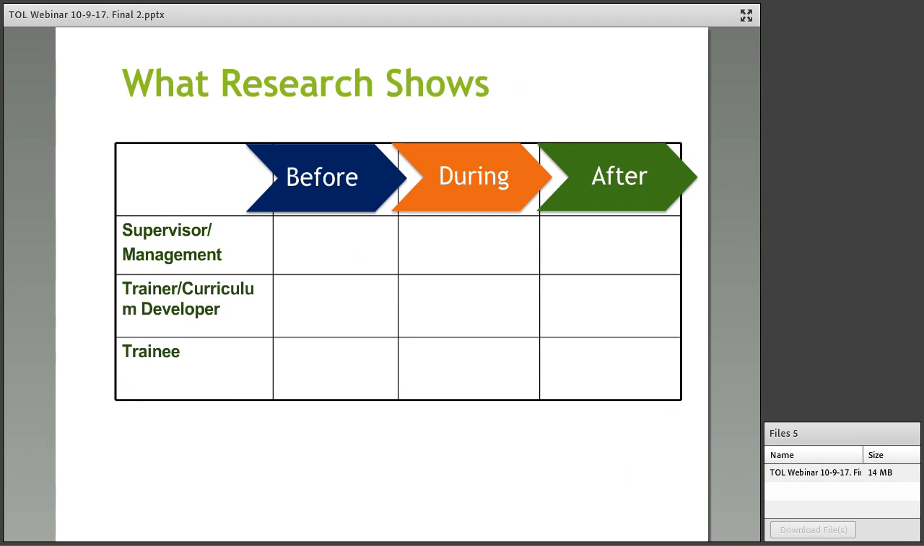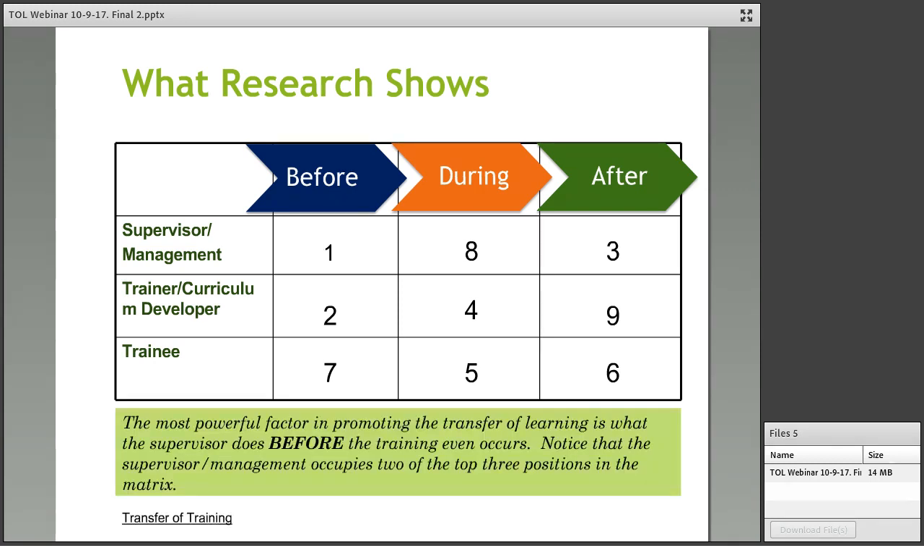So the research shows, actually, and hopefully this is going to start with number one. As you can see this being populated, the answer is, number one is the supervisor management before the training is the most significant factor. And the trainee before is not quite as important. The trainer and the curriculum developer before the training is important, which makes sense.